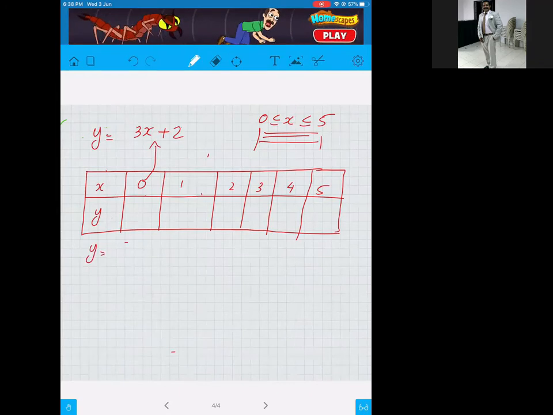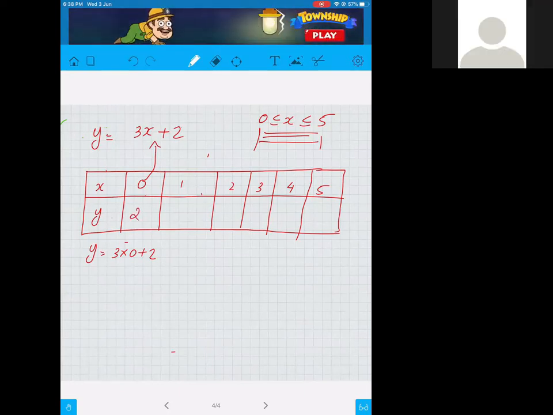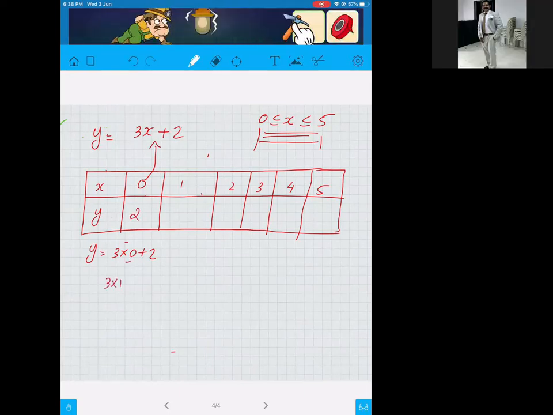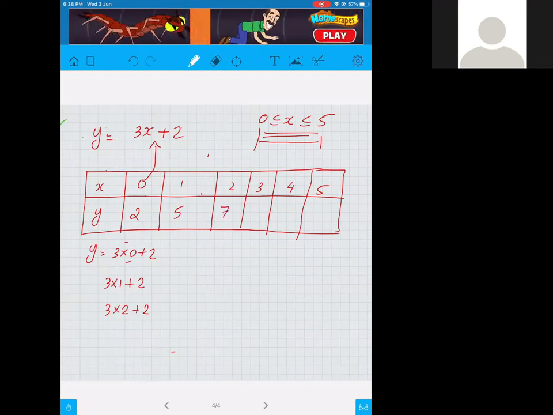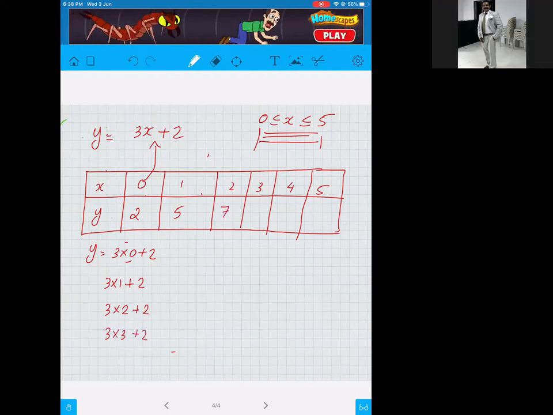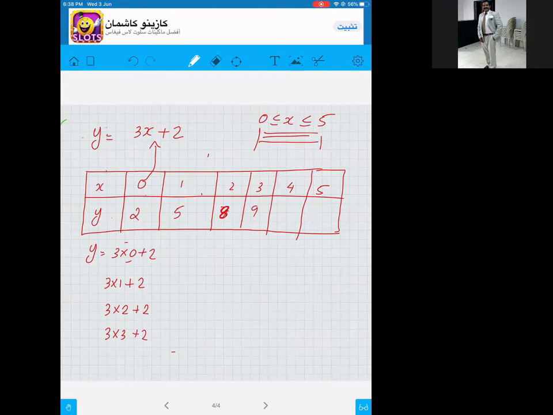So y is equal to, when x is equal to 0, what will be the value? 3 into 0 plus 2, that is 2. Then 3 into 1 plus 2 is 5. Then 3 into 2 plus 2 is 8. Then 3 into 3 plus 2 is 11. Next one will be 14 and 17.